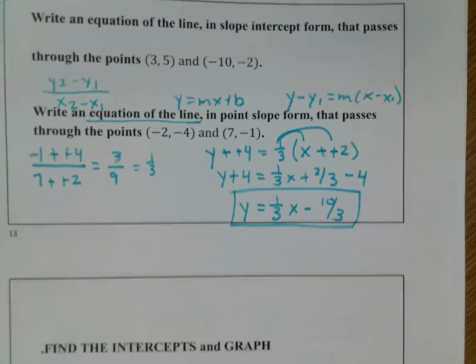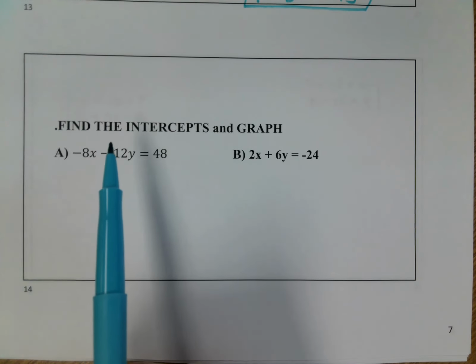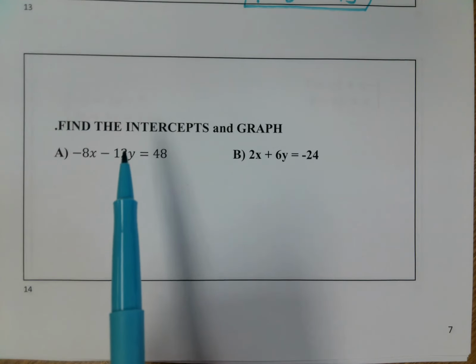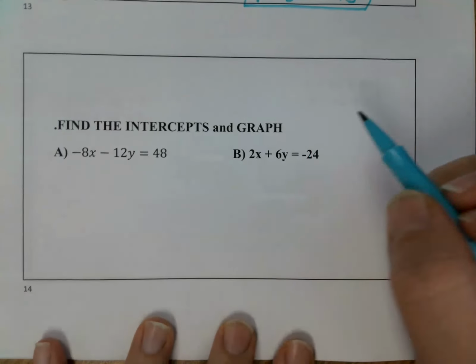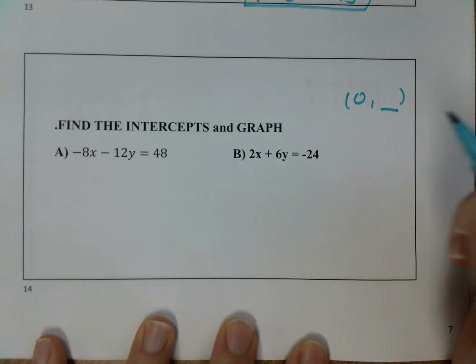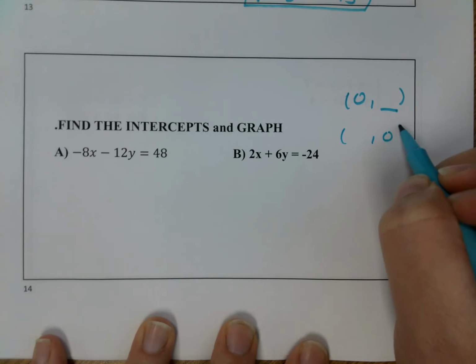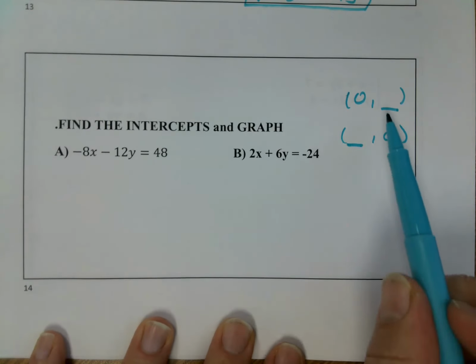And the last review question that we're going to do: find the intercepts and graph. Now, if I say find the intercepts and you don't find the intercepts, but the graph is correct, you do not get full credit. Finding the intercepts means you have to plug 0 in for x and figure out what y is. You have to plug 0 in for y and figure out what x is. These are the intercepts. So I'm going to do those two things.